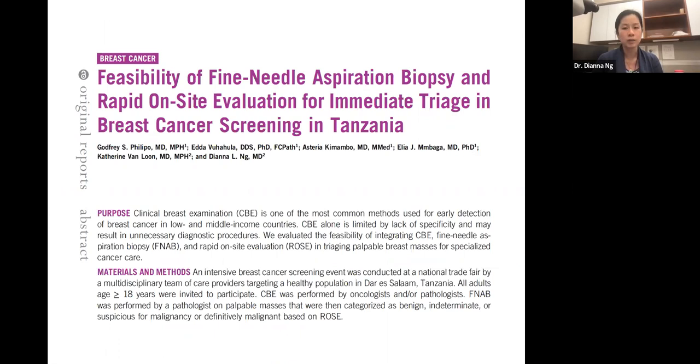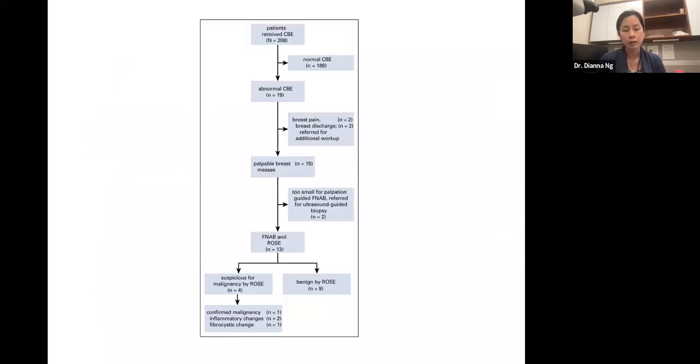What's important about immediate triage is that a complaint people have had about clinical breast exam is that there's such a high false positive rate. Essentially you detect a mass, but most of those masses are going to be benign. And so you end up overwhelming the downstream healthcare system with women with benign masses, as opposed to really focusing on the women who need cancer care. And so in our study, we had about 200 women who presented to a breast cancer screening program at a trade fair.